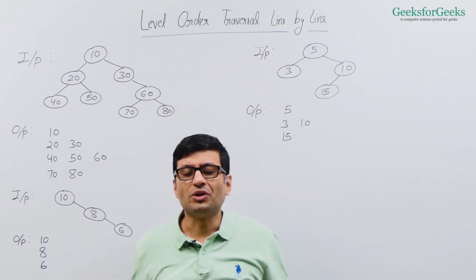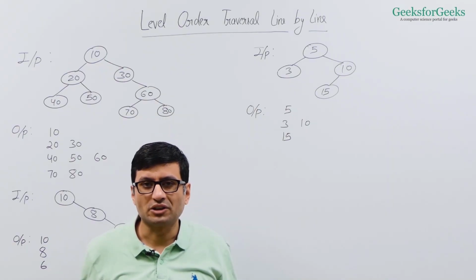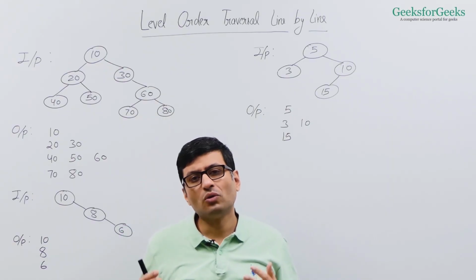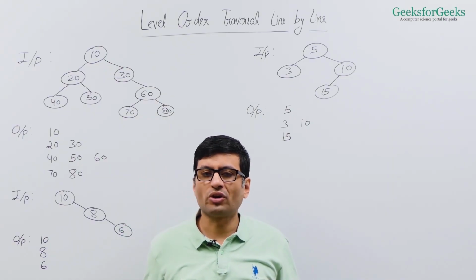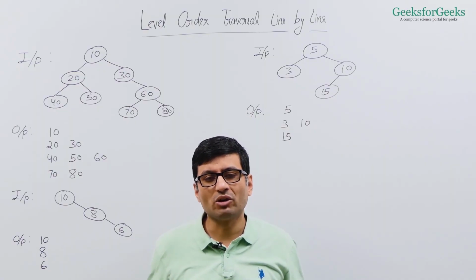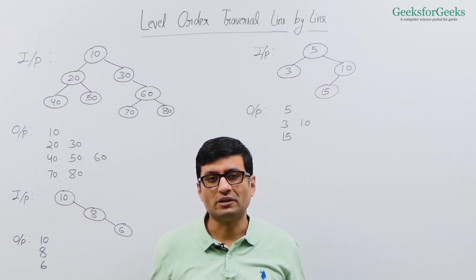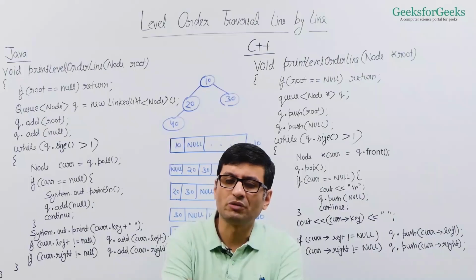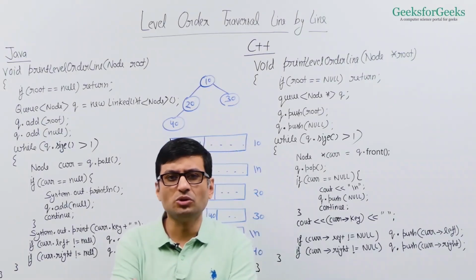Now please pause this video and try to write down a function that takes root as a parameter, does not return anything, prints level order traversal line by line. Let us now talk about the solution of this problem. We are going to discuss two solutions.